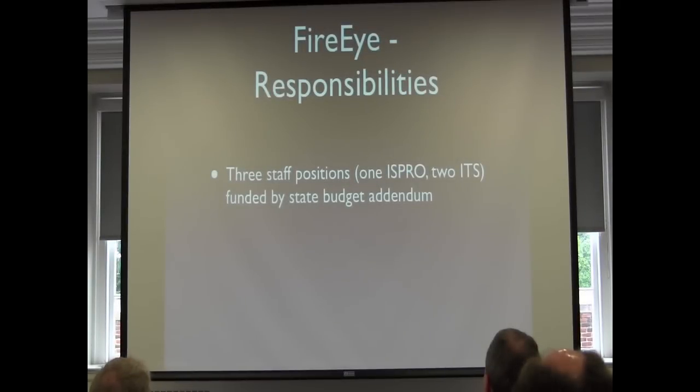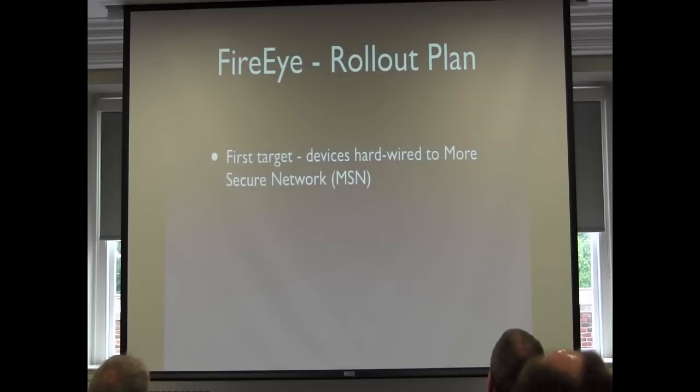There's one position in IS Pro, myself, and two positions in ITS network engineering that deal with this. And this was a state budget addendum, so we've got ongoing funding for the FireEye and support and maintenance included. Quickly, the first target of the FireEye was the devices that were hardwired in the more secure network. Those of you who have more secure network ports in your areas, that's where we're going to start.